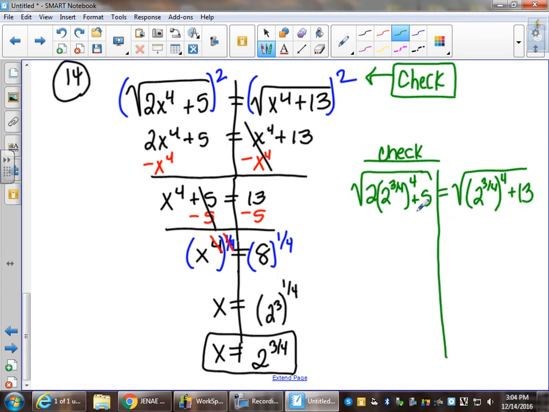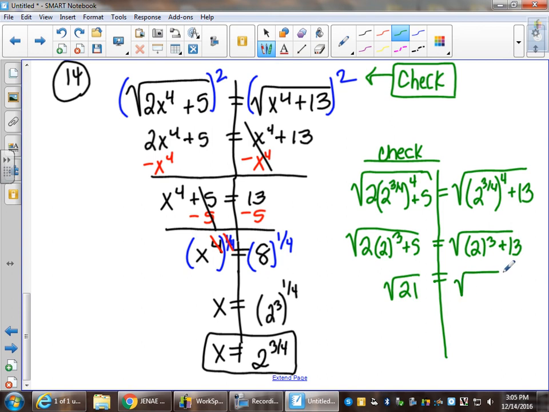As crazy as this looks, it's going to work out nice because underneath the radical, 3/4 times 4, mentally, 4 times 3 is 12, divided by 4 is 3. So this becomes 2 times 2 to the 3rd plus 5 equals, same thing happens on this side, right? 3 times 4 is 12, divided by 4 is 3. So this becomes 2 to the 3rd plus 13. We know 2 to the 3rd is 8 times 2 is 16 plus 5 is 21. 2 to the 3rd is 8 plus 13 is 21. Square root of 21 equals square root of 21. Check. We have verified that this is a real solution.